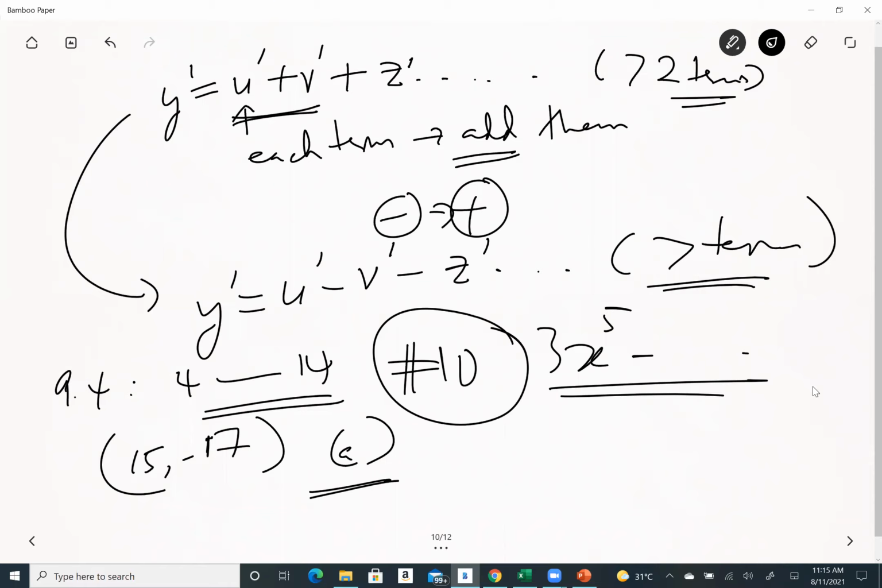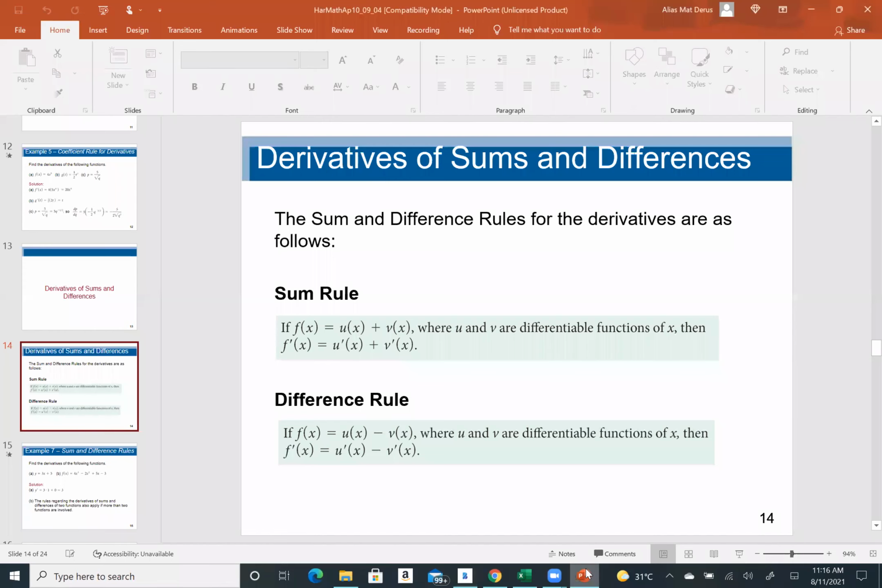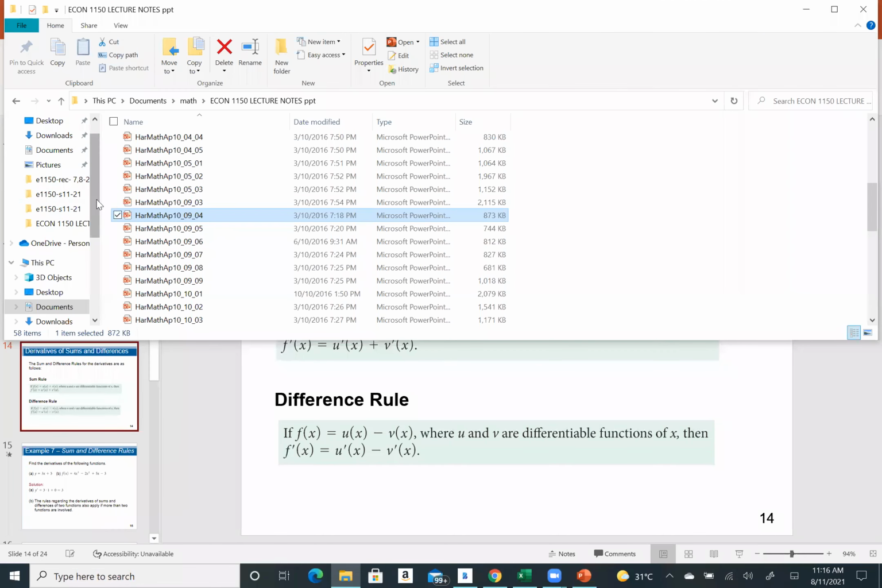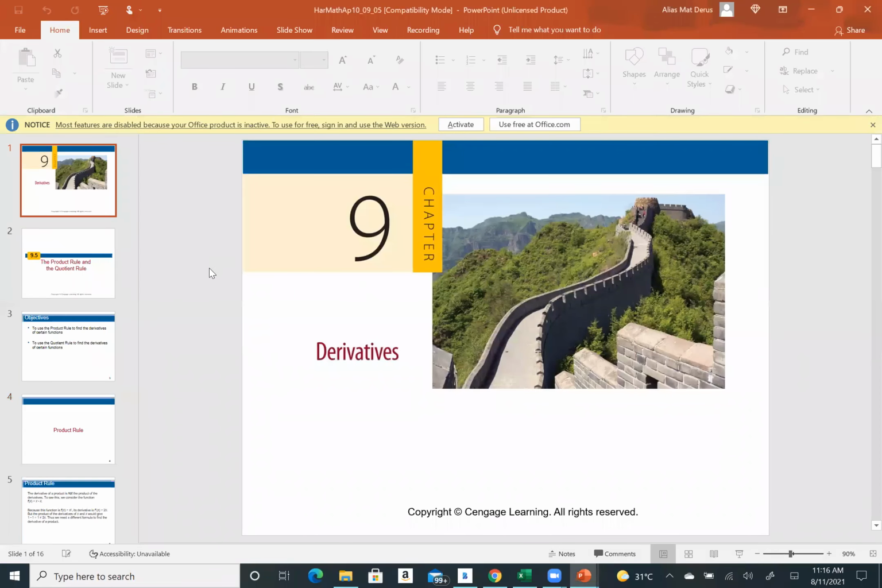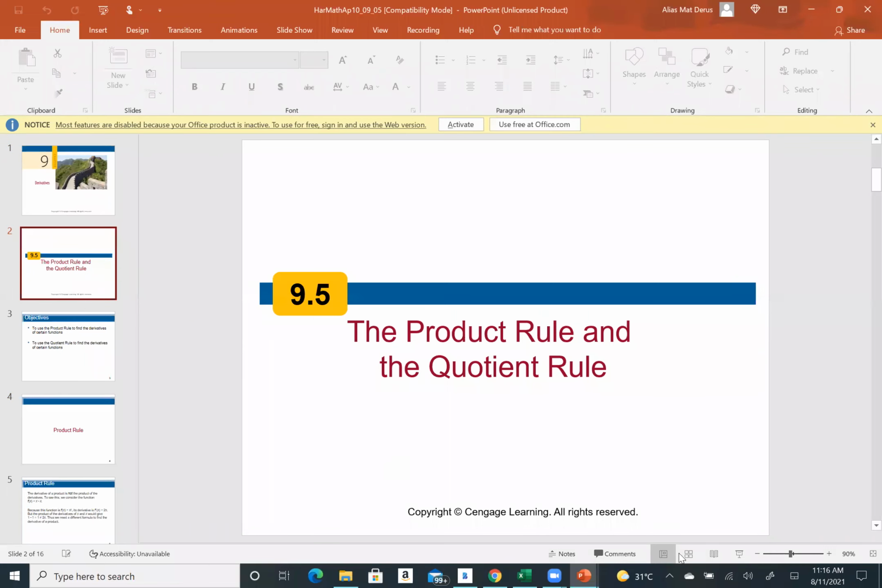So that is 9.4. Okay, I have 5 more minutes, so we go on. You move on to 9.5. I would like to look at the next formula. Okay, next formula is the product rule. 9.5, we have product rule, quotient rule.